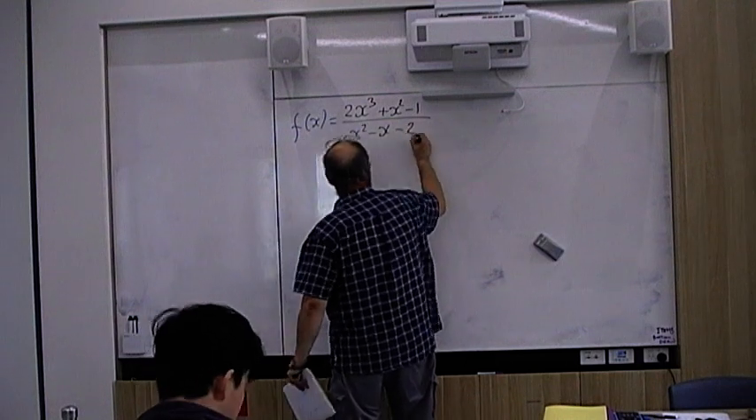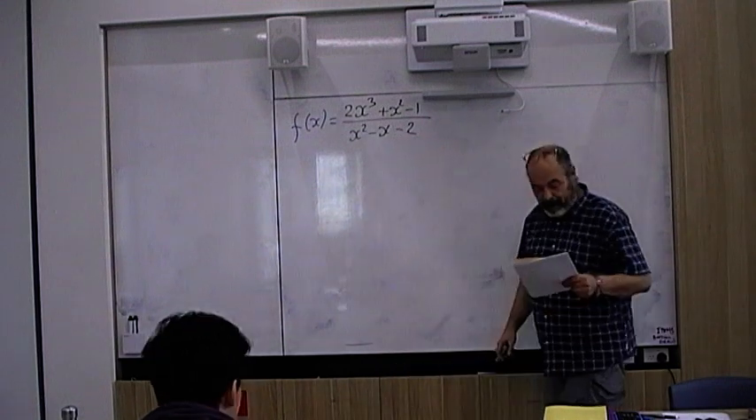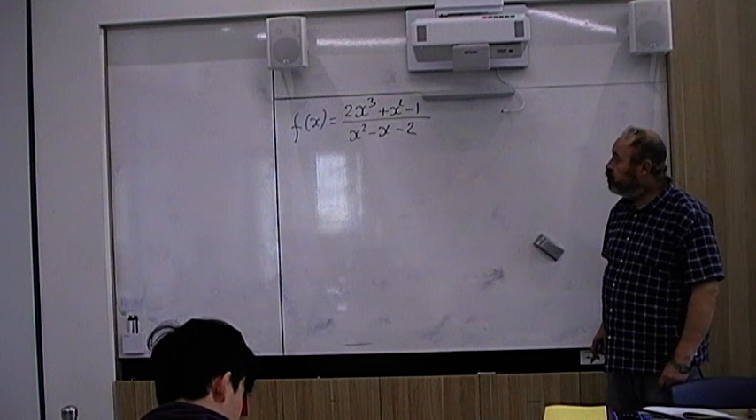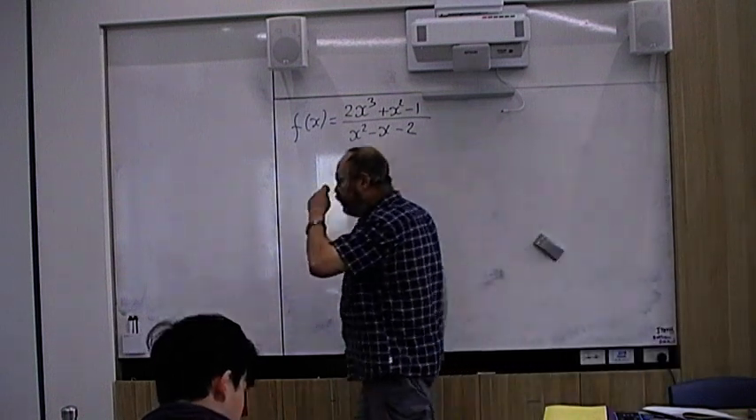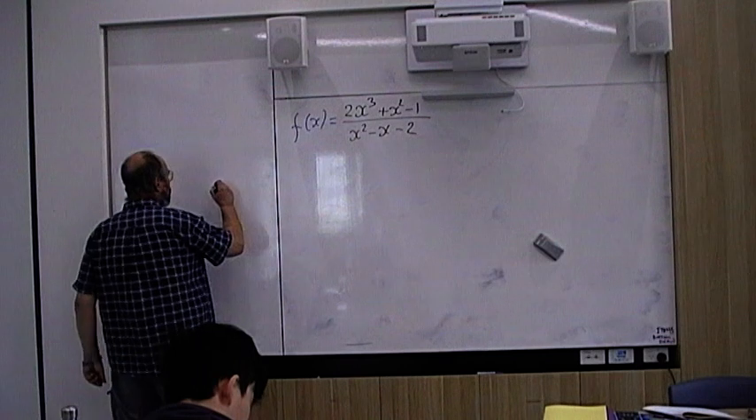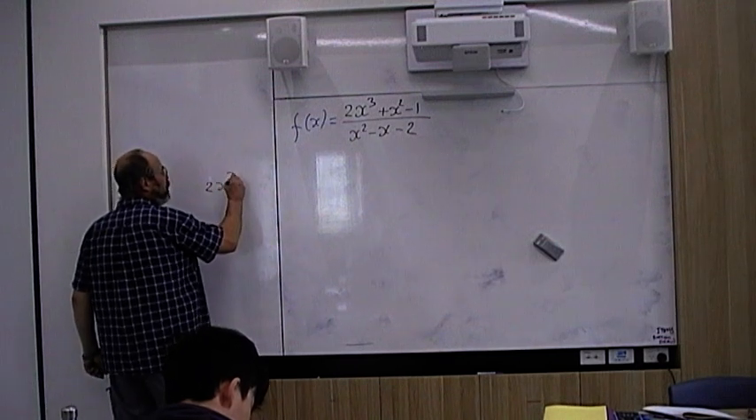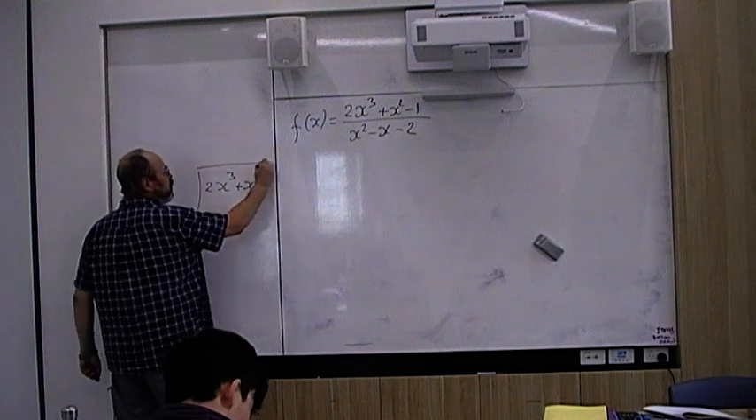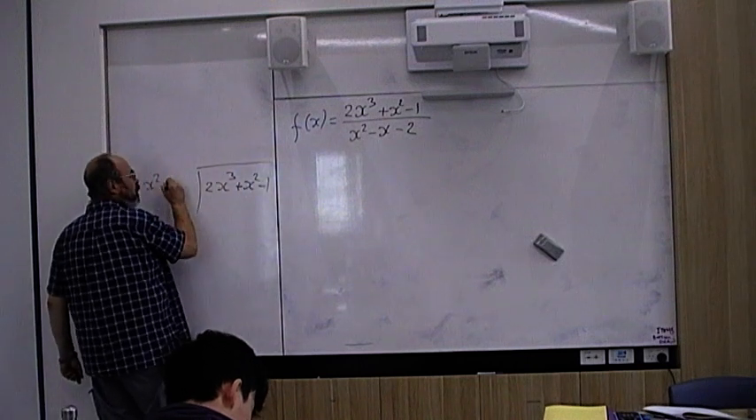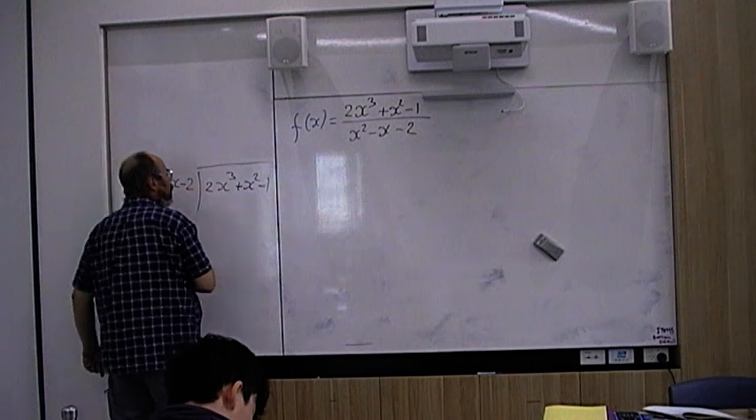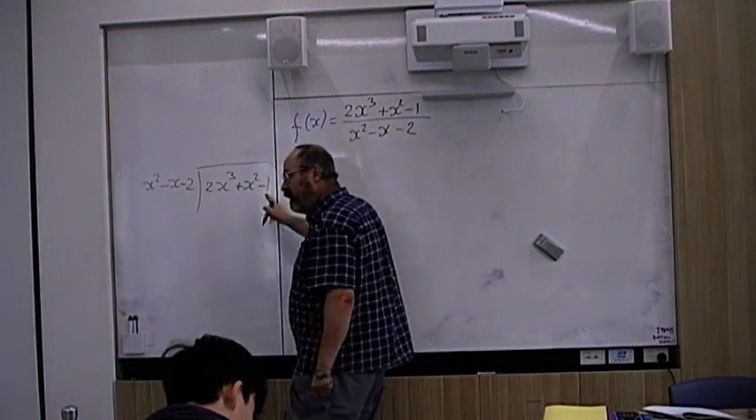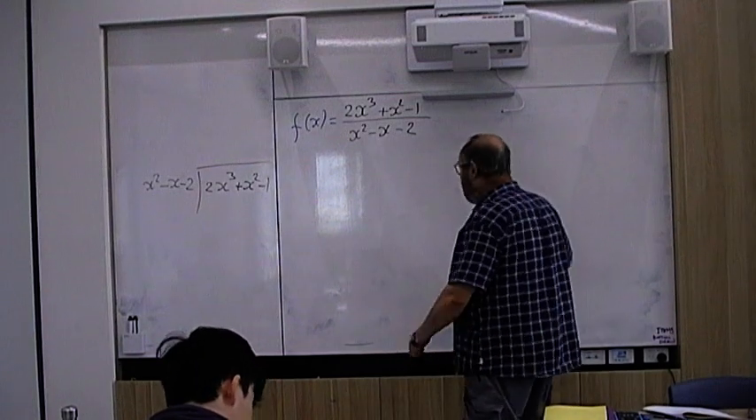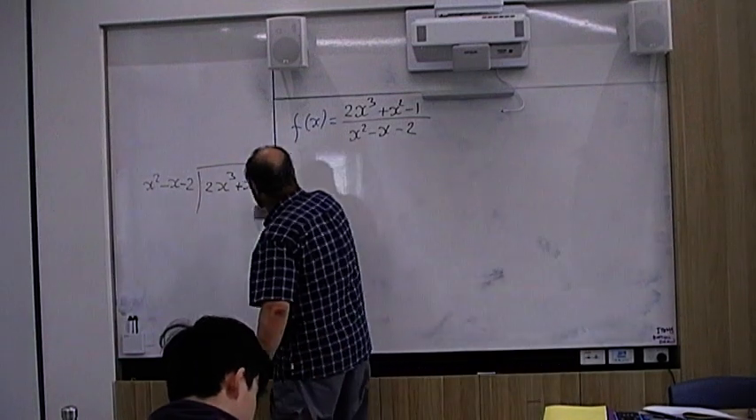So what do we need to do now? Divide. First step, we should do long division. We should divide the top polynomial by the bottom. So we do 2x cubed plus x squared minus 1 over x squared minus x minus 2. They have to be plus 0. Now here, 0x. Very good observation, we're missing the term with x, so we need to write plus 0x.